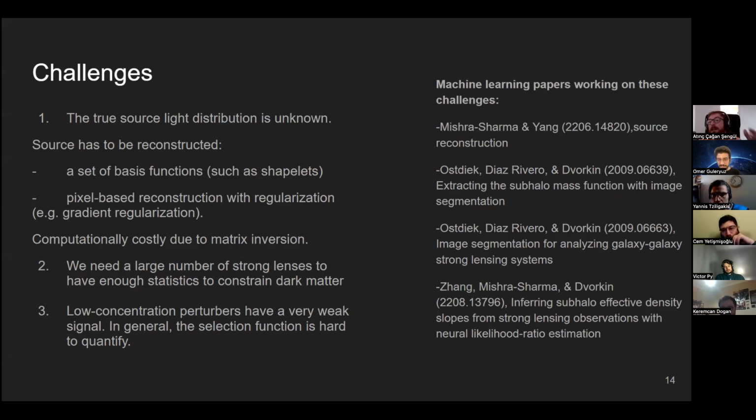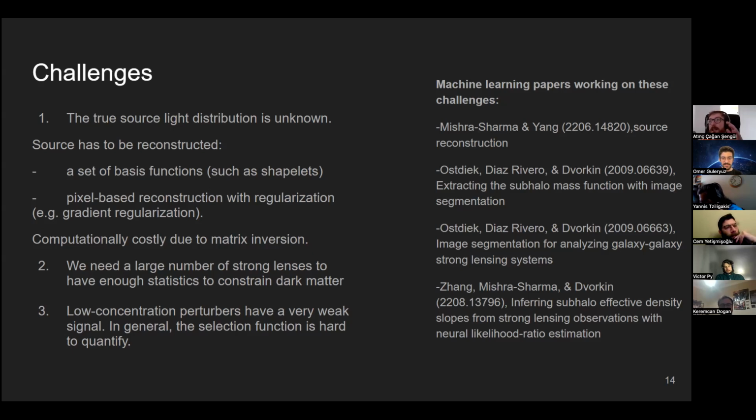You have to do some linear matrix inversion to calculate the source brightness amplitudes. And inverting 400 by 400 matrices 10 million times is very costly. So that's why this analysis takes a long time. And some of these perturbers have very weak signal. So in general, it's very hard to quantify the selection function.